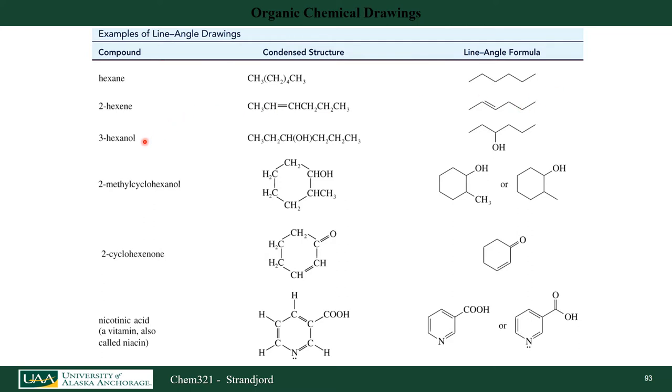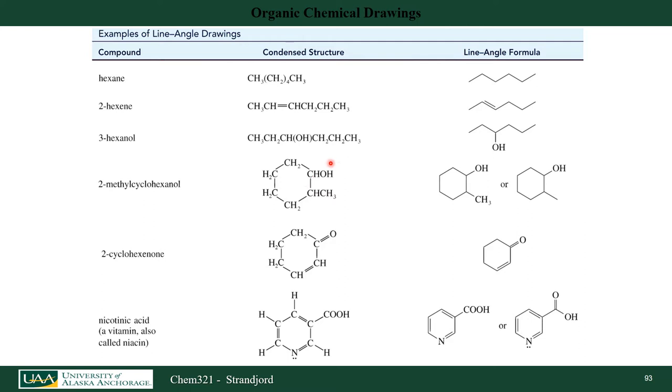If I look at 3-hexanol, which is an alcohol, I can draw that out where my hydroxyl group, the alcohol group on there, is at carbon number 3. If I draw it in line angle, it looks a little bit easier to visualize where that oxygen is. It's on 1, 2, it's on the 3rd carbon. If I look at 2-methylcyclohexanol, I have 6 carbons in a ring now.